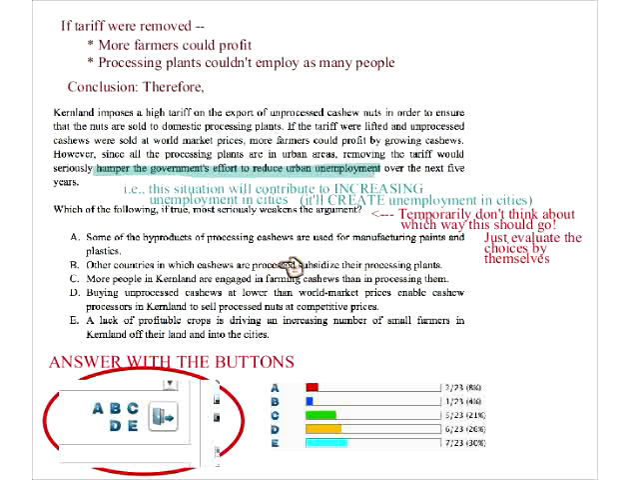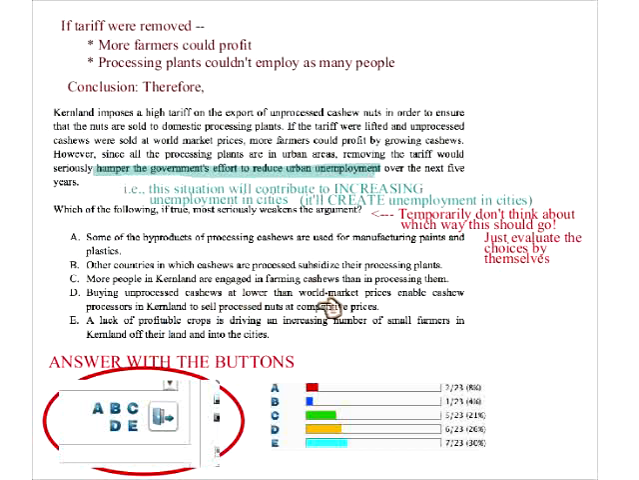Okay, some of the byproducts of processing cashews, we don't care. This doesn't matter. Other countries in which cashews are processed, we don't care what other countries do. We only care what Kirtland does. More people are engaged in farming than processing. The comparison of numbers doesn't contribute to this issue.